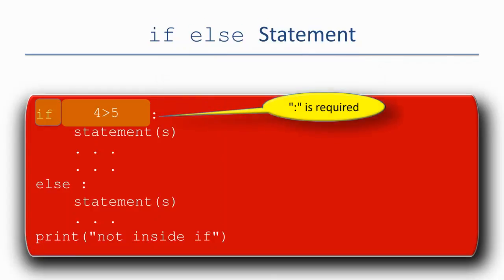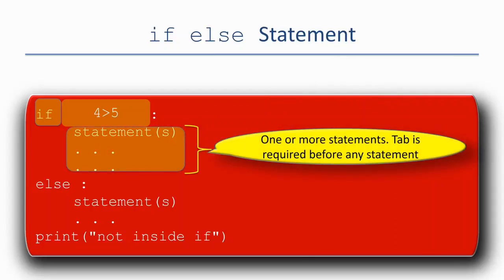Next, we learned that after the expression, we always need a colon. Next, we learned that one or more statements follow the if statement, and a tab is absolutely required before any of these statements. For example, in here I can say x is equal to 6 and print some words such as hi. The point is that there are one or more statements which will follow the if statement.